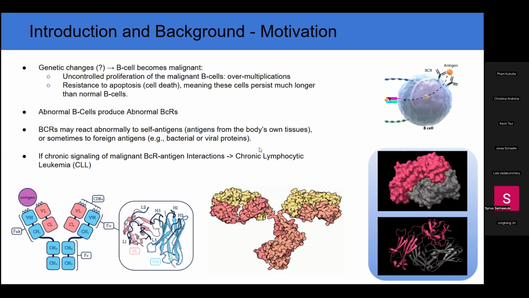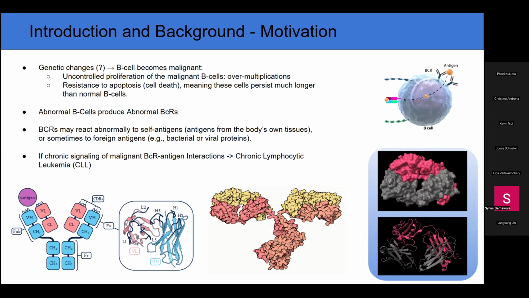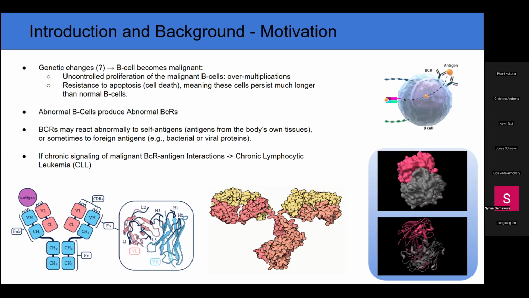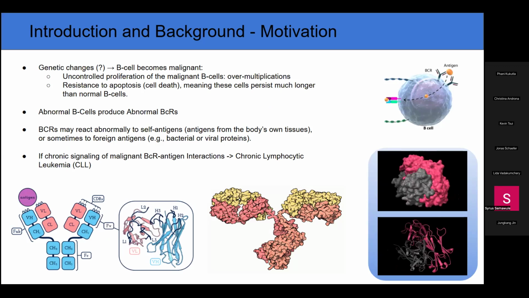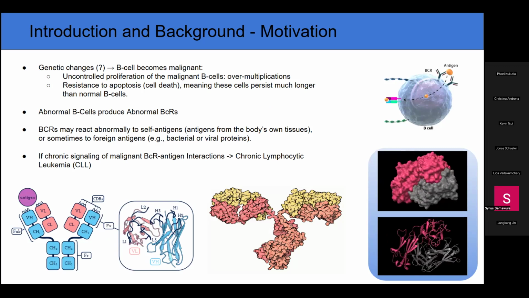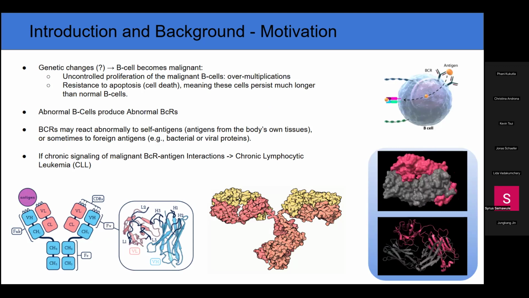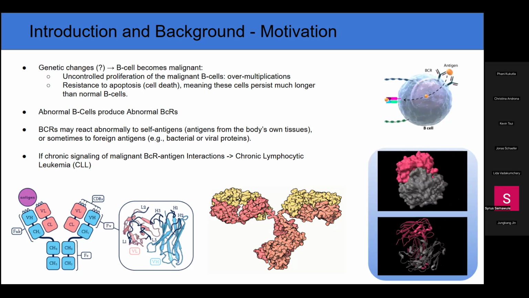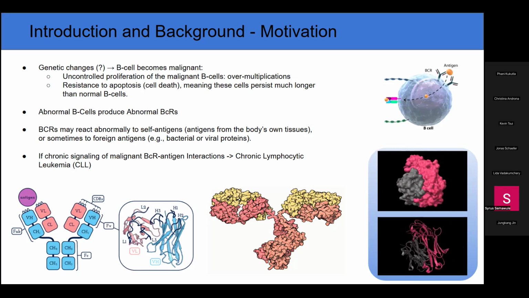However, a B cell, for some genetic reason which I'm not familiar with, can become malignant. This can cause the B cell to overpopulate and to resist cell death. It has a resistance to apoptosis. This can cause cancer. A very well known one is CLL, chronic lymphocytic leukemia.